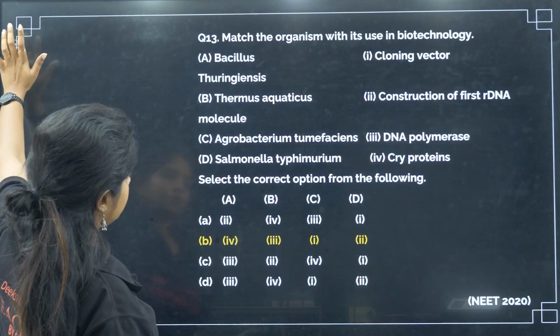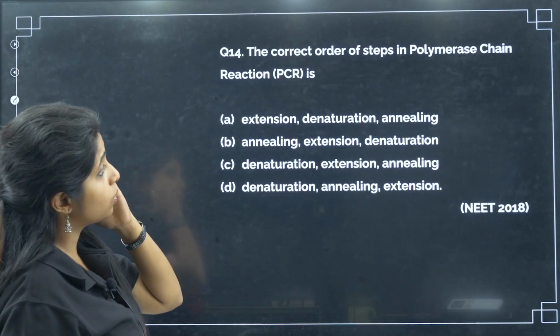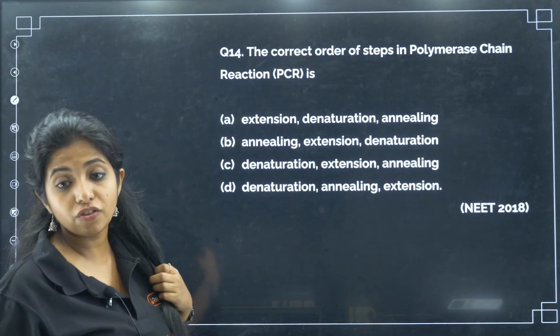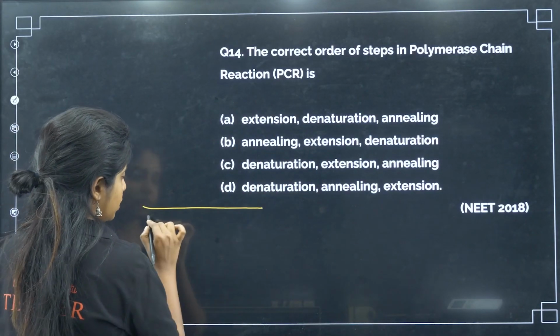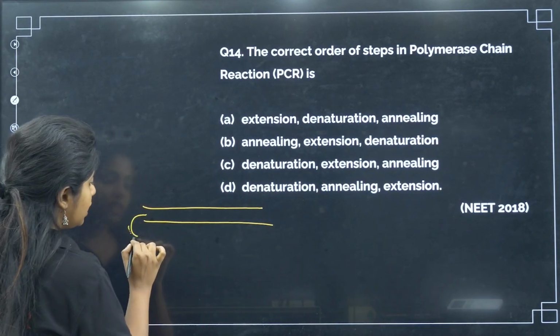Next, the correct order of steps in polymerase chain reaction is. What happens in polymerase chain reaction? First thing, you have the DNA, my dear children. You will denature this DNA.